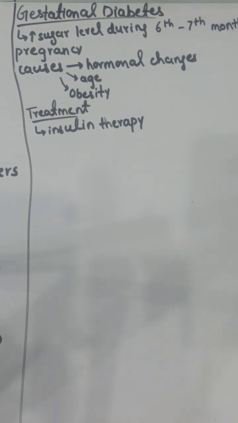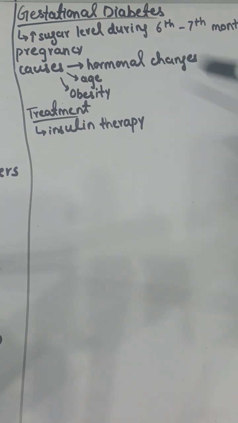In the case of pregnancy, a lot of hormones are changing. It can happen due to age. It can happen due to obesity. And the treatment is again insulin therapy, which will be given to the particular patient according to his condition and his need. So this was all about today's lecture.